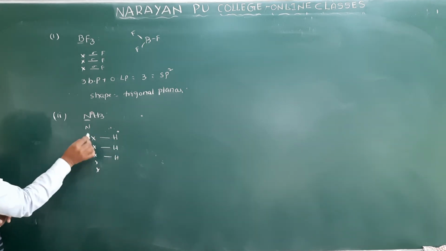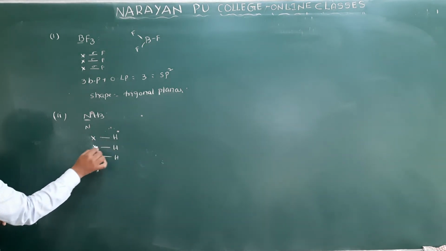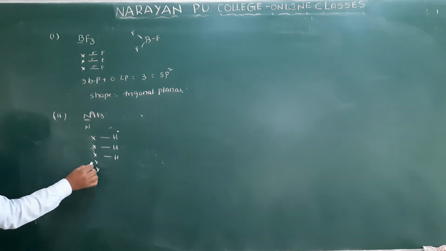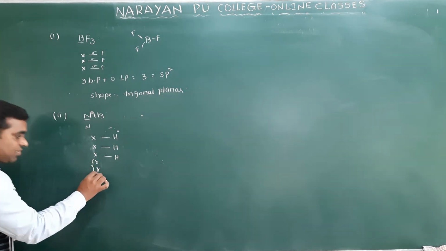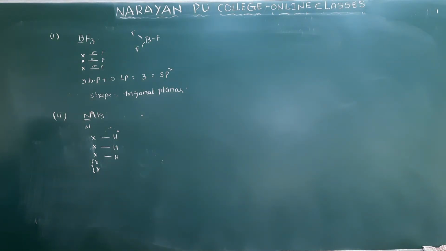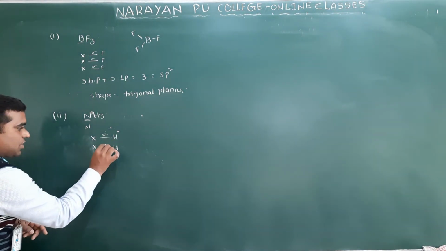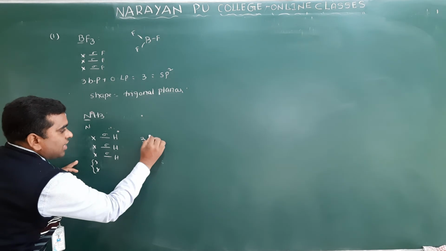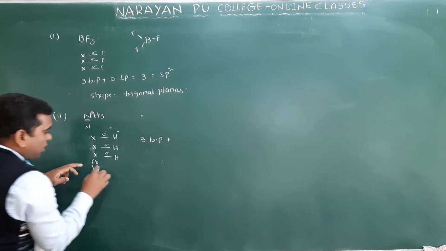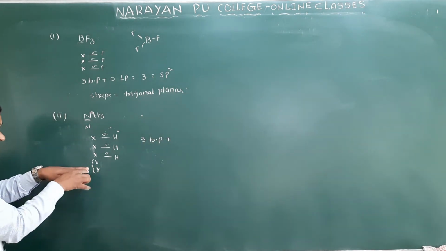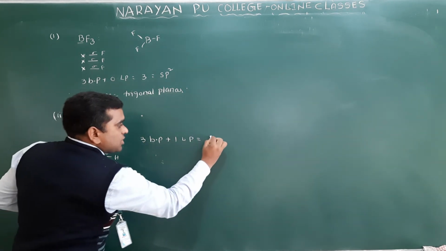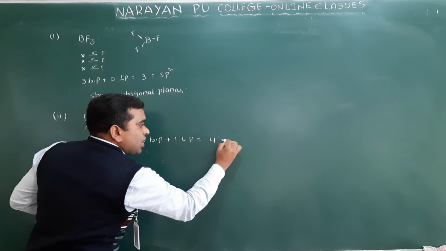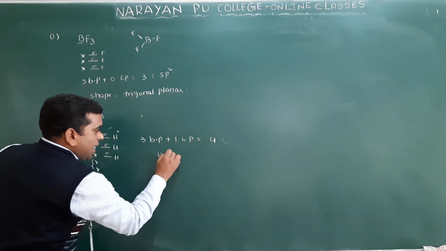Hydrogen gives 1 electron, nitrogen gives 1 electron: 1 bond, 1 bond, 1 bond. How many electrons are left? 2 electrons. These left electrons we will take as a pair. Clear? So these are sigma bonds, which means how many bond pairs are there? 3 bond pairs. But how many lone pairs? 1 only. 3 plus 1, how much? 4.